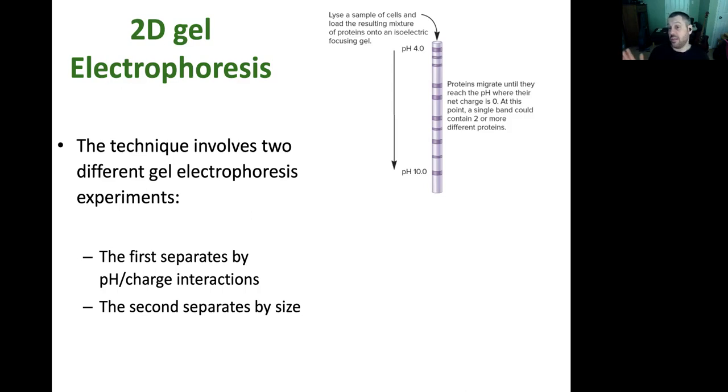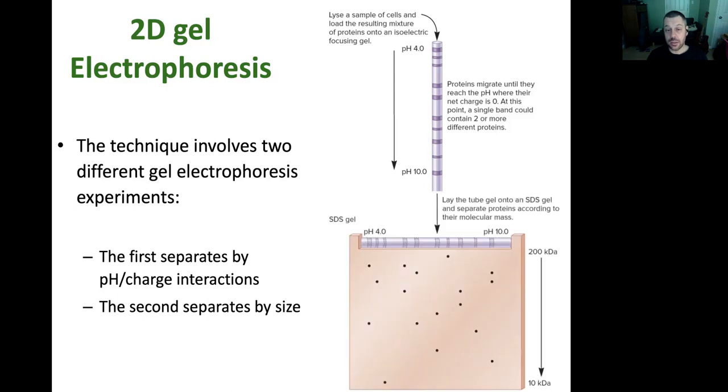Then that's the first dimension of gel electrophoresis. And then what I do is I take that first gel and I literally turn it around and lay it flat on top of another gel, which is an SDS-PAGE gel, which is one of the things that you did in Cell Bio Lab. And so then this separates the proteins based on size. And so we have 2 different ways of separating proteins. One is their pH, basically, and the second one is by their size.